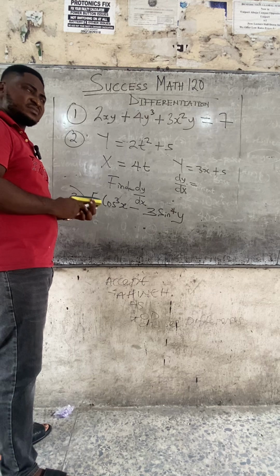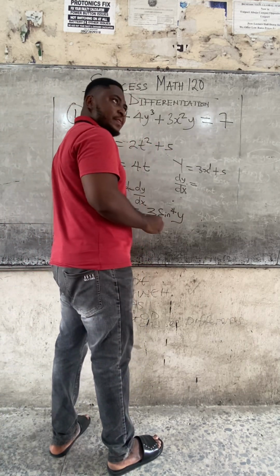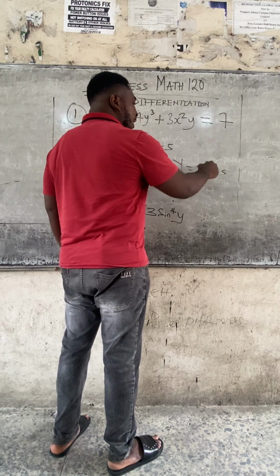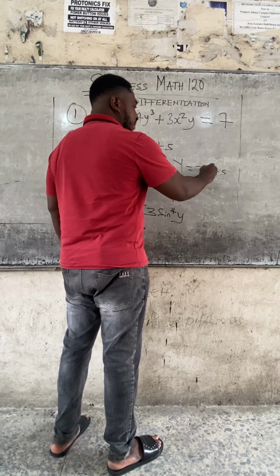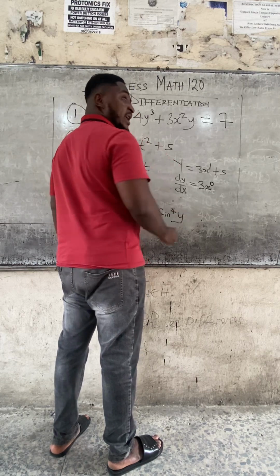Equals. Differentiate 3x. 3x means 3x raised to power 1. So differentiate 3x raised to power 1. You say 3 times 1, 3. Bring down your x. Subtract 1 from the power. Your 1 minus 1, 0.